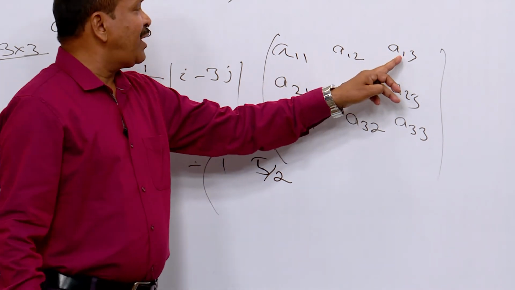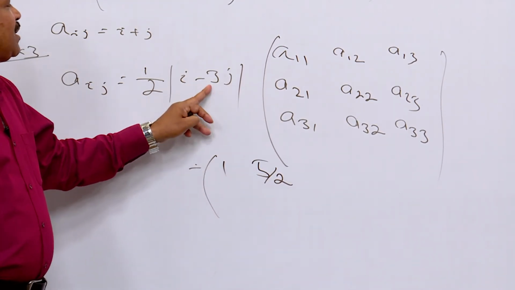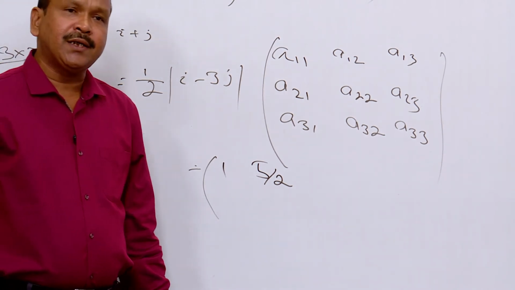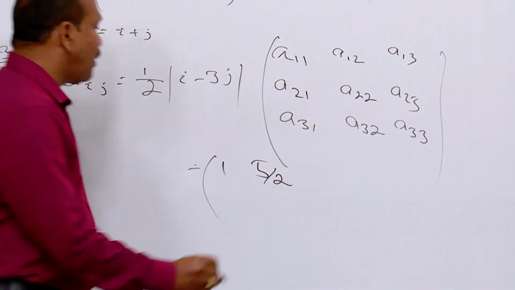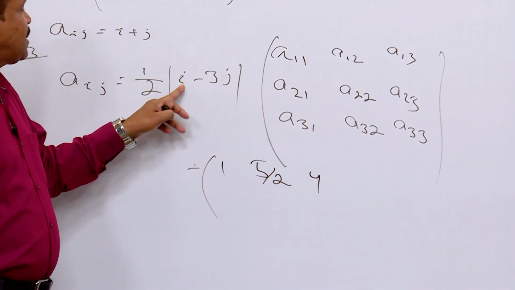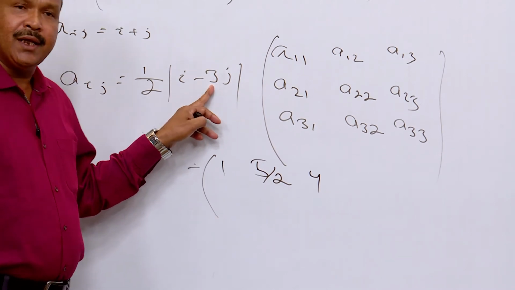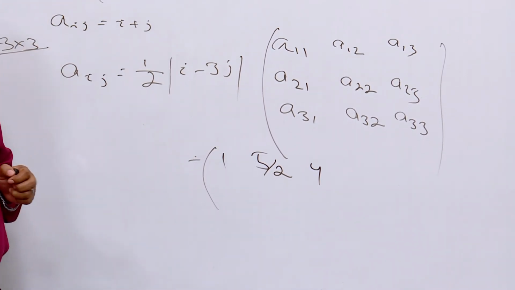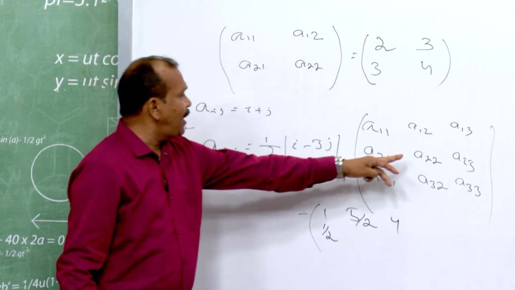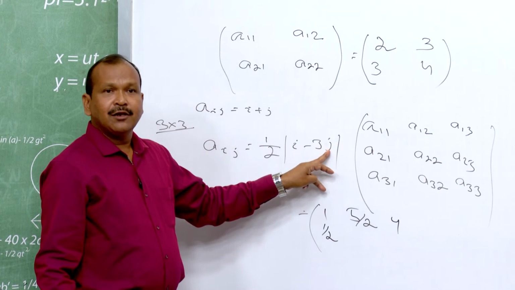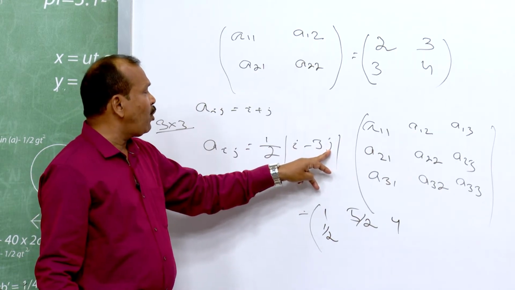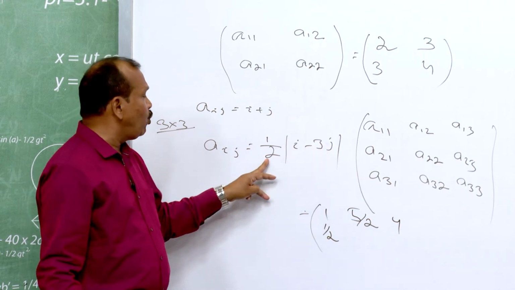Similarly, A13 becomes 1 minus 3 into 3. 3 into 3 is 9. 1 minus 9 becomes minus 8. The mod is 8. 8 by 2 becomes 4. Similarly, A21: 2 minus 3 into 1. 2 minus 3 becomes minus 1. The mod becomes 1, that is 1 by 2. Similarly, A22: 2 minus 6 becomes minus 4. The mod becomes 4. 4 by 2 becomes 2.